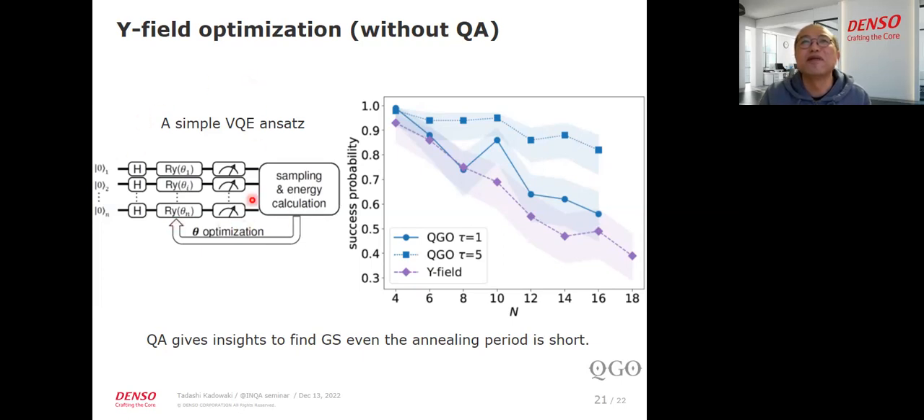So we want to confirm. This is actually the quantum circuit, a QGO circuit without QA. That means we just apply the Y field. We can easily implement it in a quantum circuit with an RX gate. That is a very simple variational ansatz. We tested this, and especially at tau equals 5, the quantum annealing period, we see a significant improvement of the solution quality. That means that even with a very short annealing time, that information contributes to the quality of the solution.